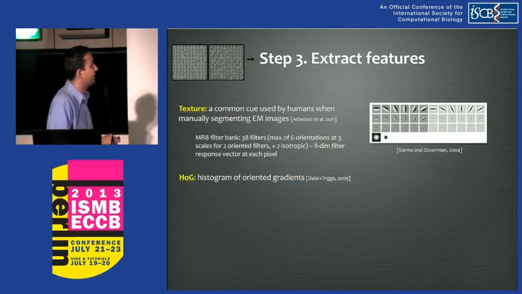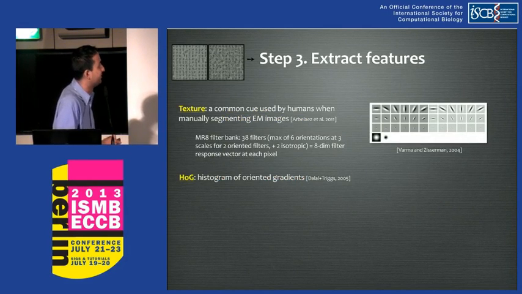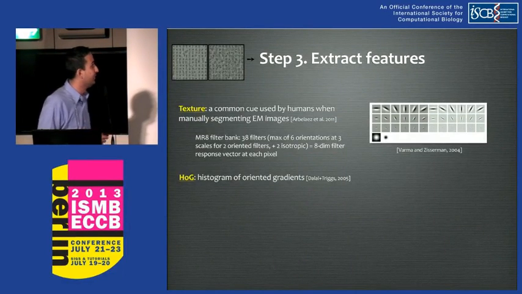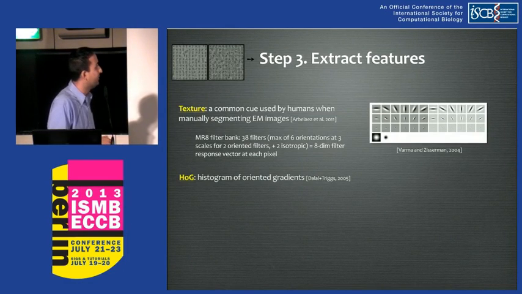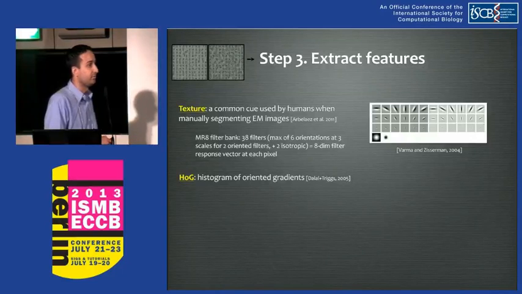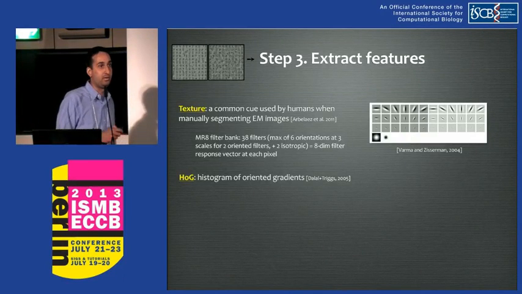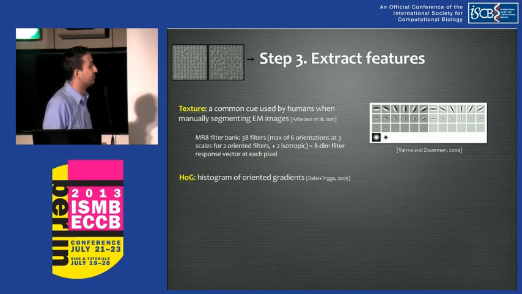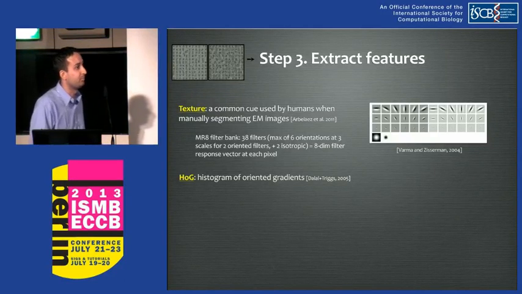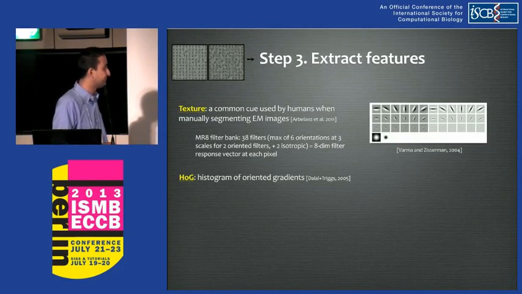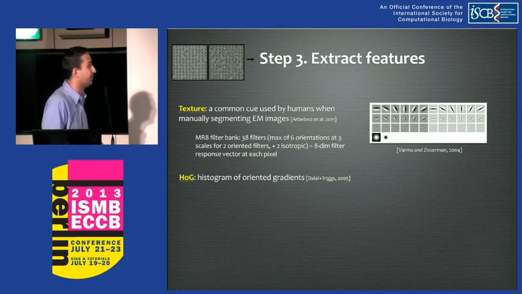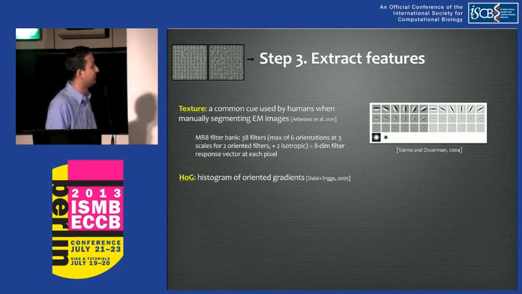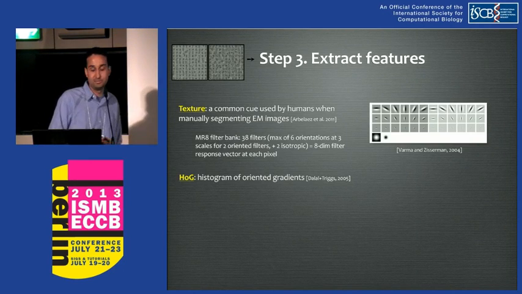Okay, so just quickly, I'll talk about the features that we're using in this classification step. They fall into two different classes. One being intensity-based features. For those, we use texture, which is a very common cue that people use when doing manual annotation of these EM images. We basically just use the MR8 filter bank proposed by Varma and Zisserman in 2004. And then we use the very common histogram of oriented gradients that finds edge directions and the magnitude along those, proposed by Dalal and Triggs in 2005.